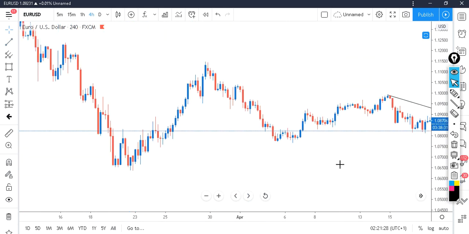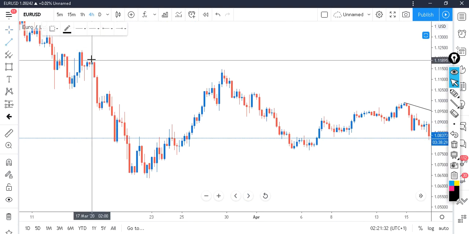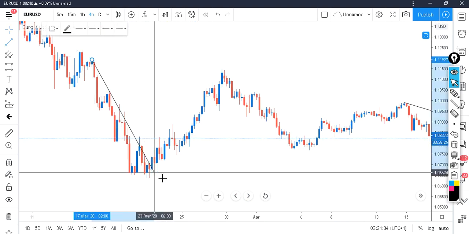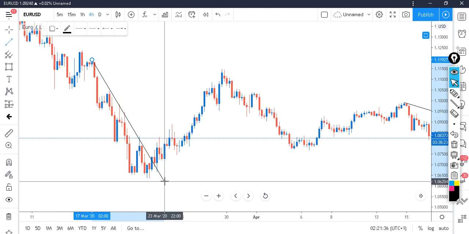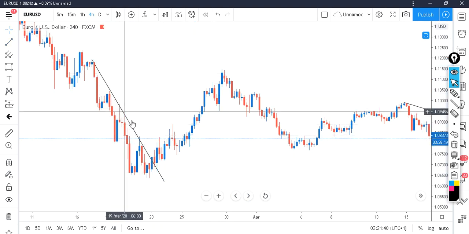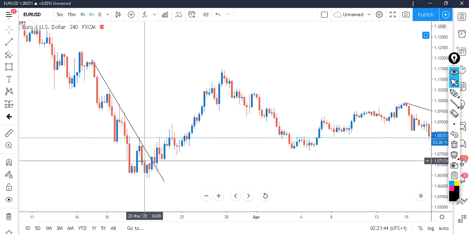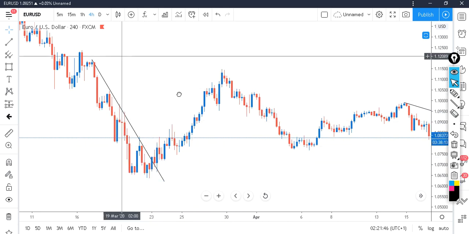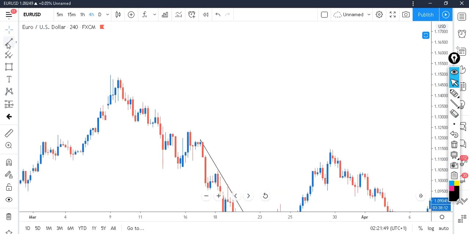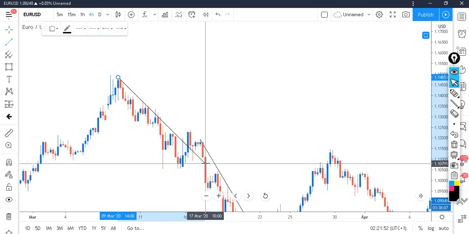Let's look for another example. Let's look at this one. Try to accumulate as many rejections as you can. As you can see, the market broke the trend line, came back for a retest, and continued its upward movement. So same thing here. Try to accumulate as many candles as you can.